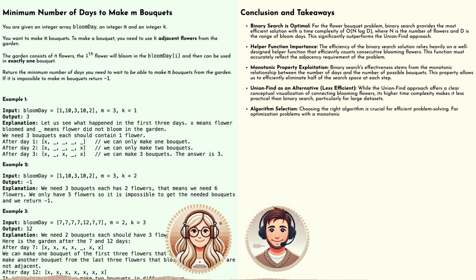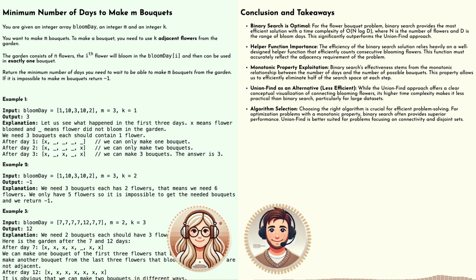Well, that brings us to the end of our AI.Code.Cast deep dive. We explored binary search, we saw how to count those consecutive blooms, and we even took a detour into the world of Union Find. And along the way, we learned some key things about algorithm design, like how to break down a problem, how to think about efficiency, and how to consider different approaches, even if they're not the most obvious. It's all about finding the right balance for the specific challenge you're facing.